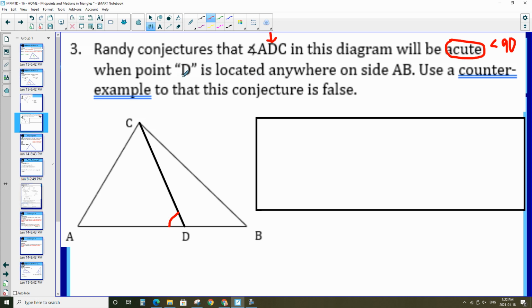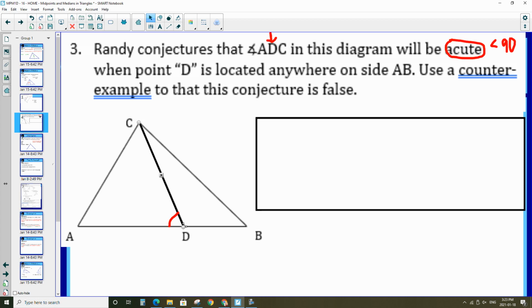When point D is located anywhere on side A to B. Use a counterexample to show that this conjecture is false. Okay, so what he's saying is that it doesn't matter where this line falls. See if I can move this around. It doesn't matter where this line is, anywhere along A to B. He is saying that that angle that we labeled is going to be acute.